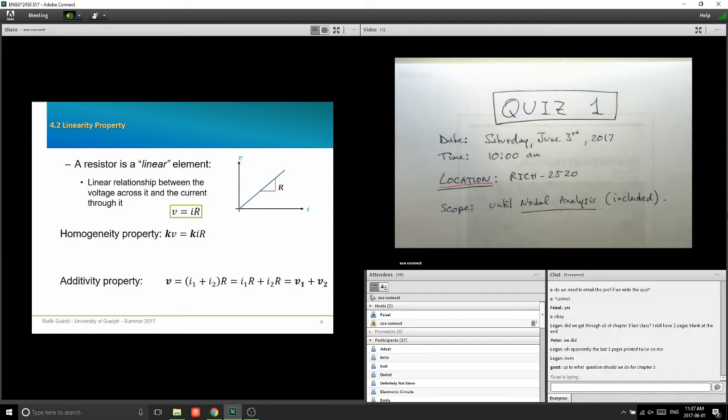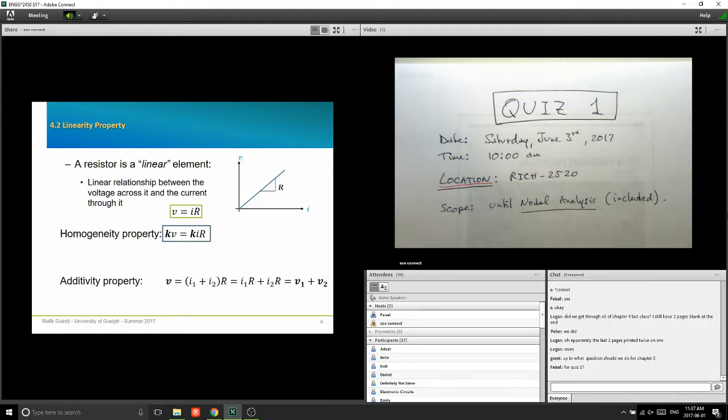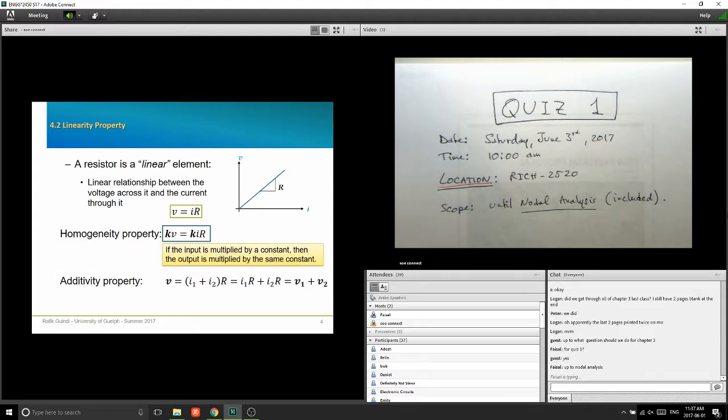Now we have this property called the homogeneity property. It says if V equals IR, then if instead of I you apply K times I, the voltage is going to be K times V. So in other words, if you multiply both sides of your relationship V equals IR by K, you get KV equals KIR. And what that means is if the input is multiplied by a constant, then the output is multiplied by the same constant.